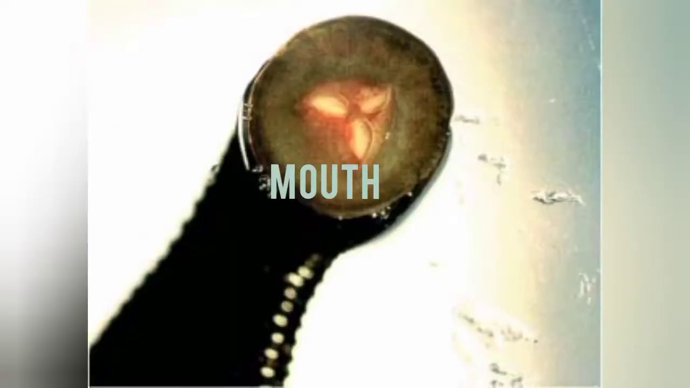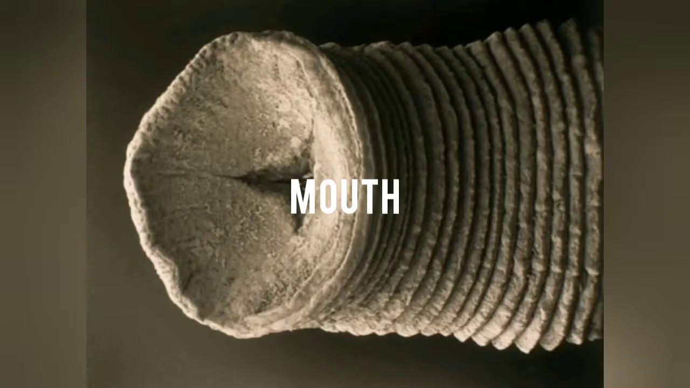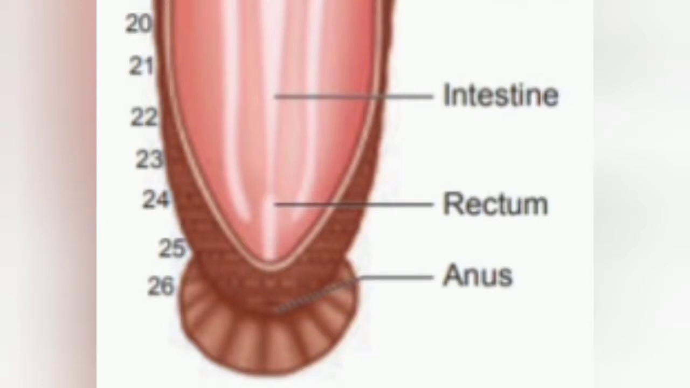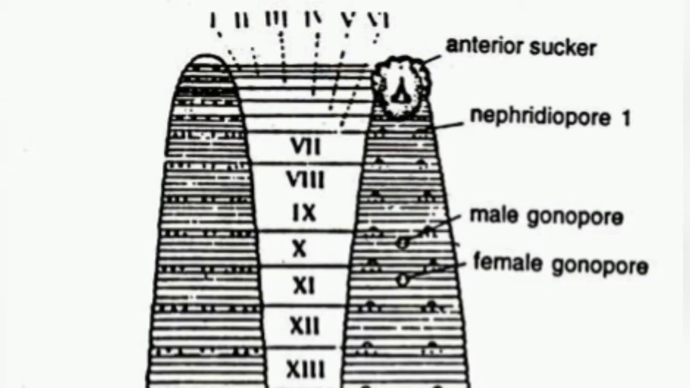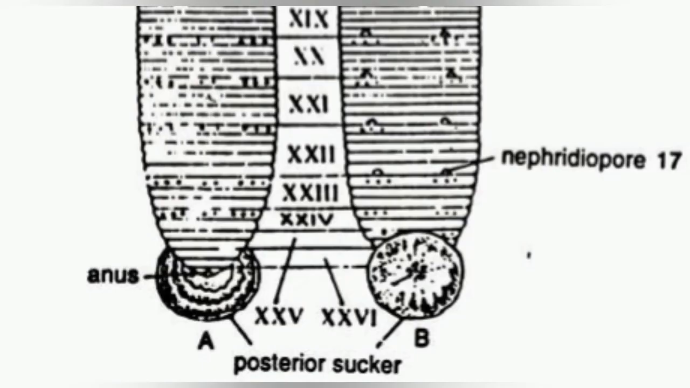Mouth is located in the middle of the anterior sucker. Anus is the small aperture that opens on the mid-dorsal side of the 26th segment. The excretory organ, nephridia, open to the exterior by 17 pairs of nephridiopores. Nephridiopores are present in each segment starting from 6 to 22.